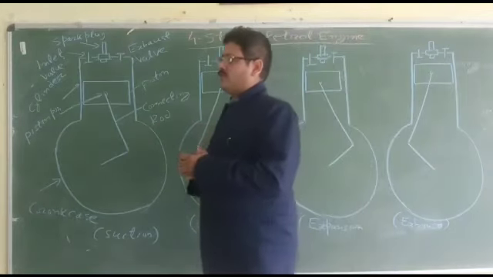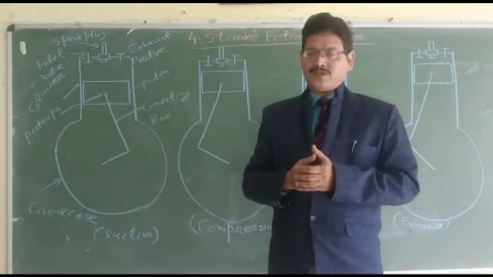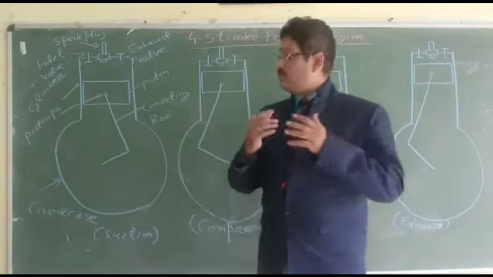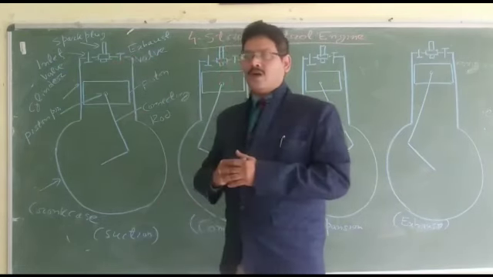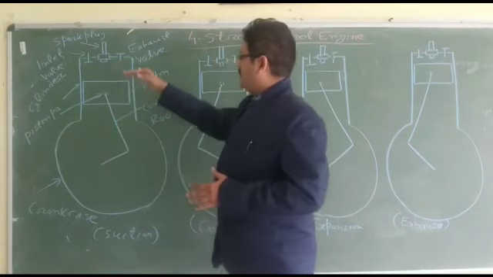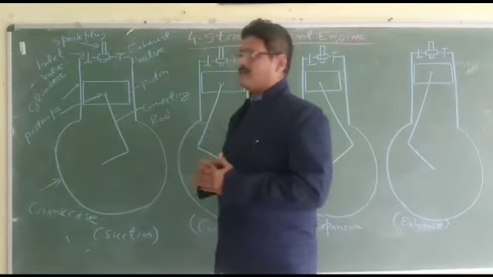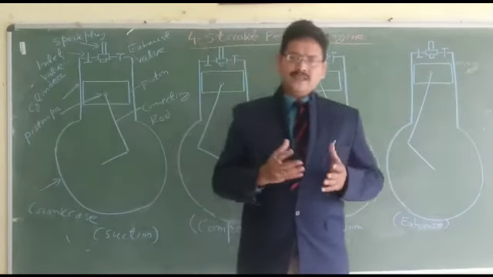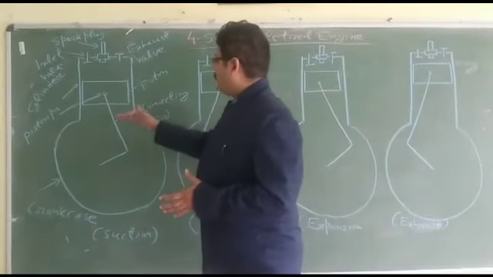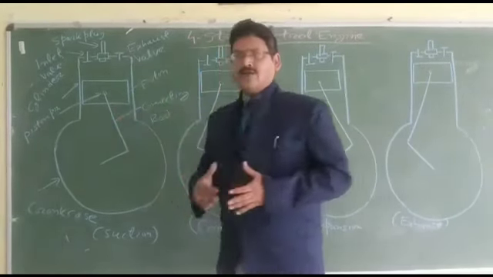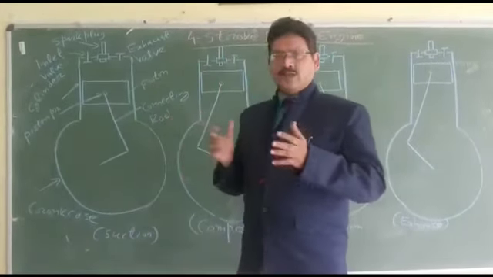Before discussing the four strokes, we should know what we mean by stroke. Stroke is the distance traversed by the piston in moving from one dead center to another. So the topmost position the piston can reach is what we call your TDC, or that is the top dead center, and the bottommost position the piston can reach is what we call your BDC or bottom dead center. And the distance traversed in moving from one dead center to another or vice versa is what we call your stroke.